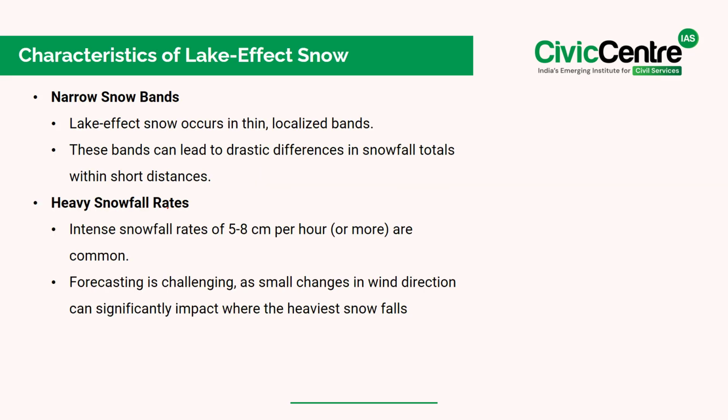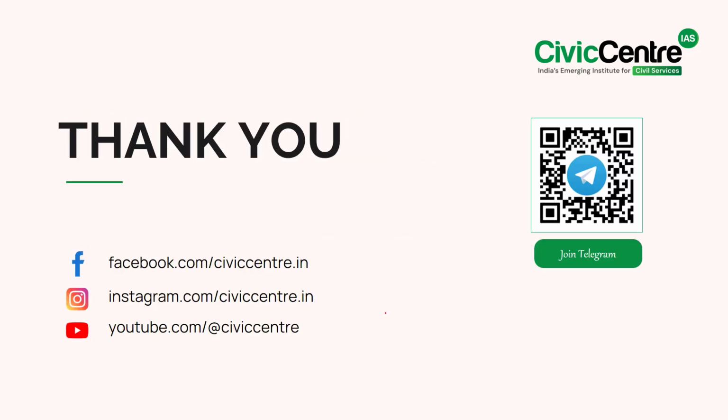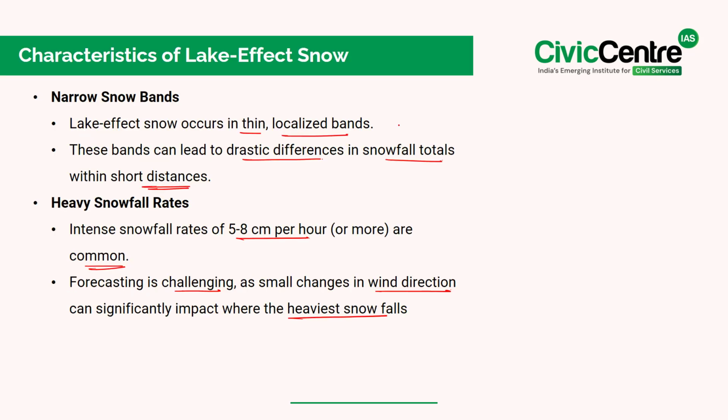Now, if we have to talk about the key characteristics of the lake effect snow, firstly, it has narrow snow bands. So the lake effect snow occurs in thin, localized bands, and these bands can lead to drastic differences in snowfall totals within short distances. Then also, intense snowfall rates of 5 to 8 centimeters per hour are common. Forecasting is challenging as small changes in the wind direction can significantly impact where the highest snowfall occurs.